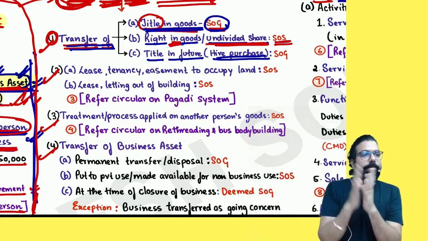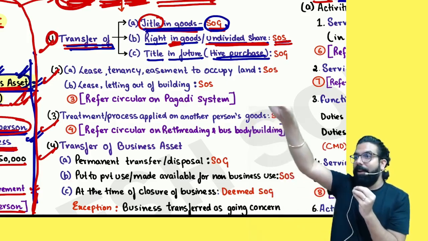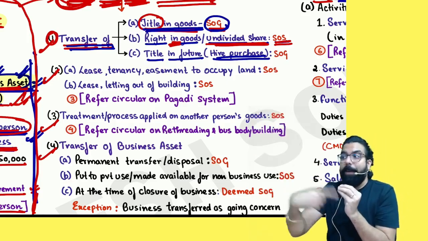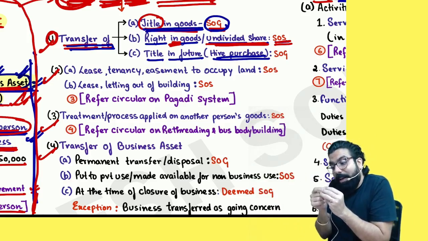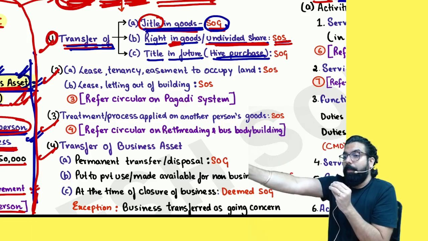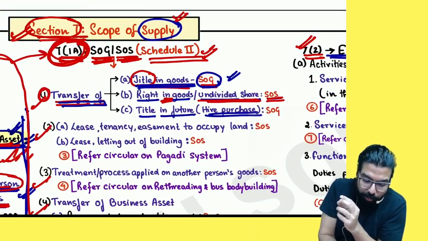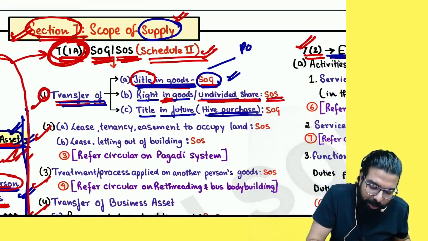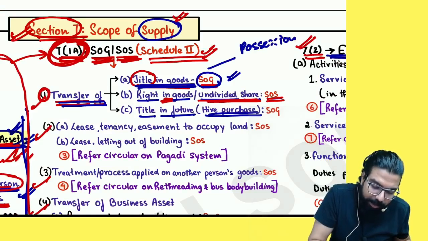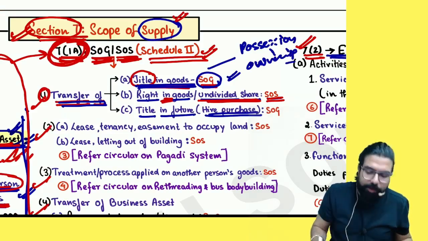What is hire purchase? Okay. You came to my showroom. People listen. I gave you a car. Possession given immediately. But you have to keep paying the installment. Ownership will be given when? When you pay the last installment, I will give you the ownership. See, if ownership is given immediately, means I sold you one car for an example and immediately gave you the ownership. It means I gave you the possession of the car also immediately and ownership also.